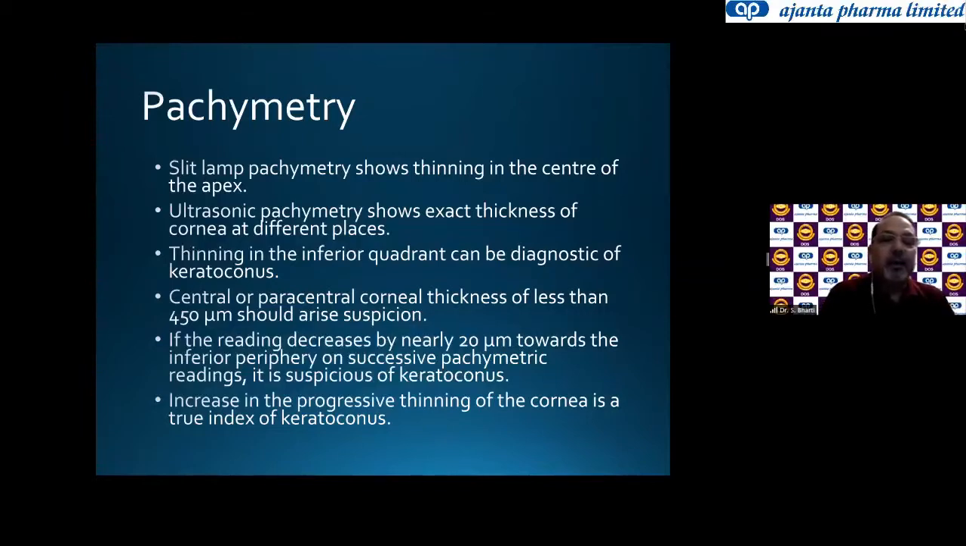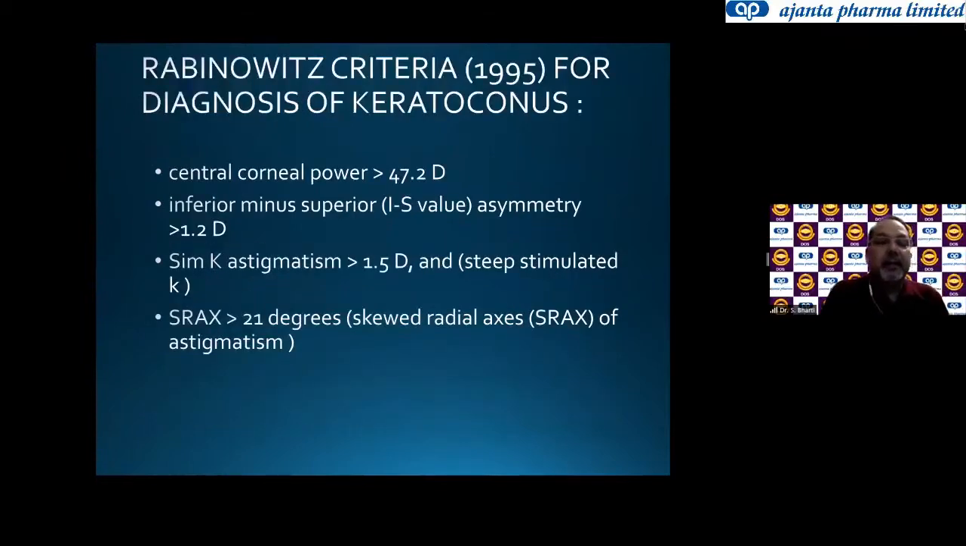Pachymetry is very, very important. We can do it with a slit lamp, ultrasonic, and also with the Pentacam. Thinning in the inferior quadrant is mostly diagnostic of keratoconus, and less than 400 micron of corneal thickness is very, very significant. So we had Rabinowitz criteria for diagnosis of keratoconus, where the central corneal power more than 47, inferior minus superior I-S value asymmetry of more than 1.2 diopter, astigmatism more than 1.5 diopter, and skewed radial axis of astigmatism more than 20 or 21 degrees, which was considered diagnostic in all cases.